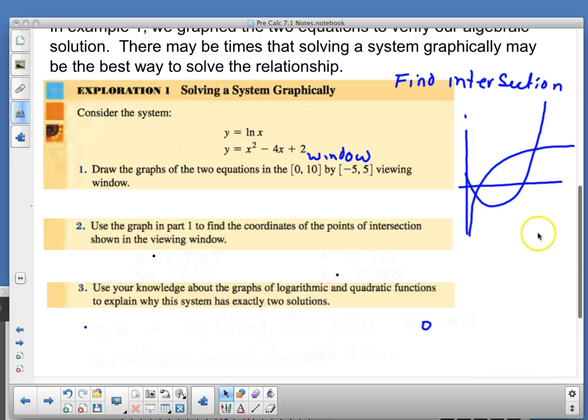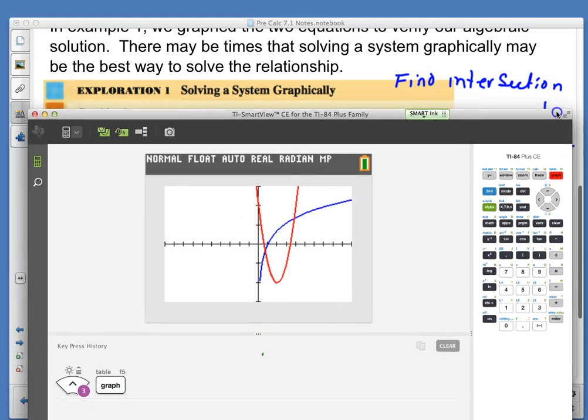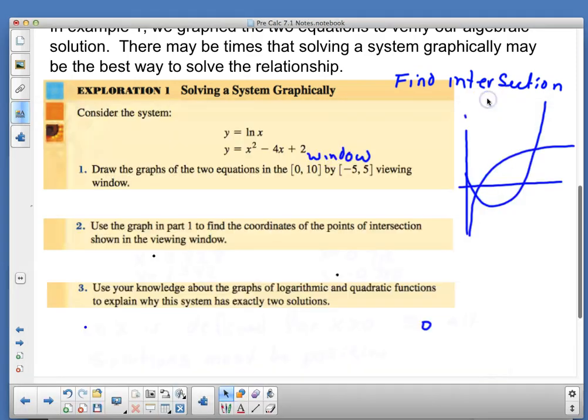So as we go stepping through, they say, hey, draw the graphs of the 2 equations in a 0 to 10 by negative 5 to 5 viewing window. I don't know if that's my viewing window, but that's pretty much what I'm solving. These 2 spots where these 2 graphs intersect are my solution. Questions about what I did? So I can do intersection, and I can trace that and come up with my 2 spots.